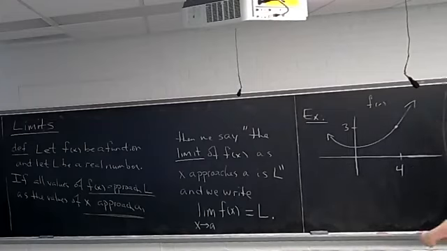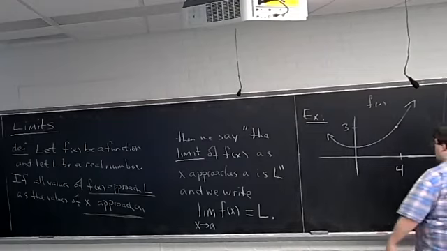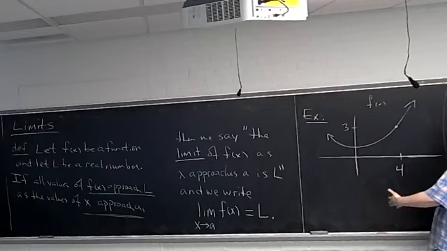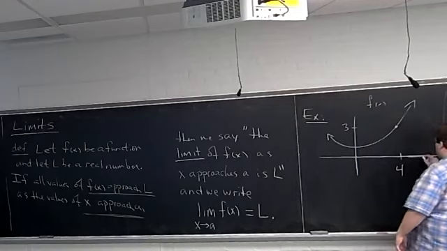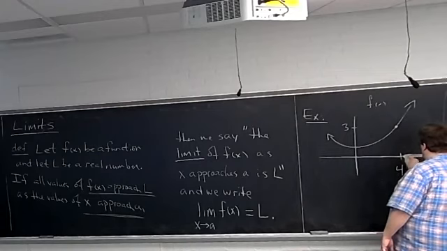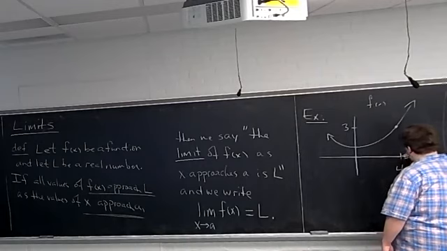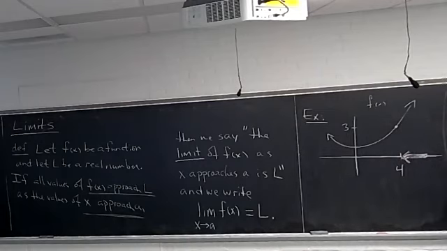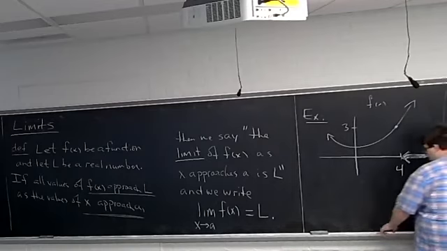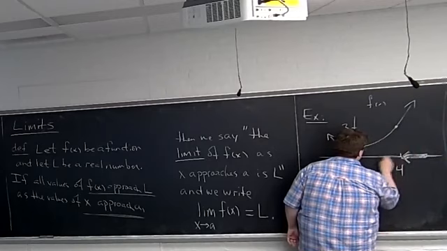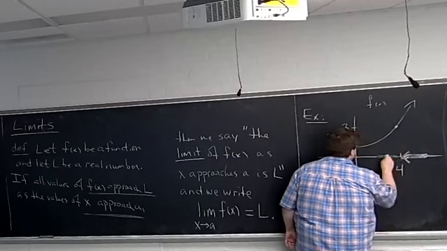So how many different ways are there on the x-axis of approaching 4? How many ways can we approach 4? Well, we can approach 4 from over here. We can approach 4 from that side. That's one way of approaching 4. We can also approach 4 from this side.